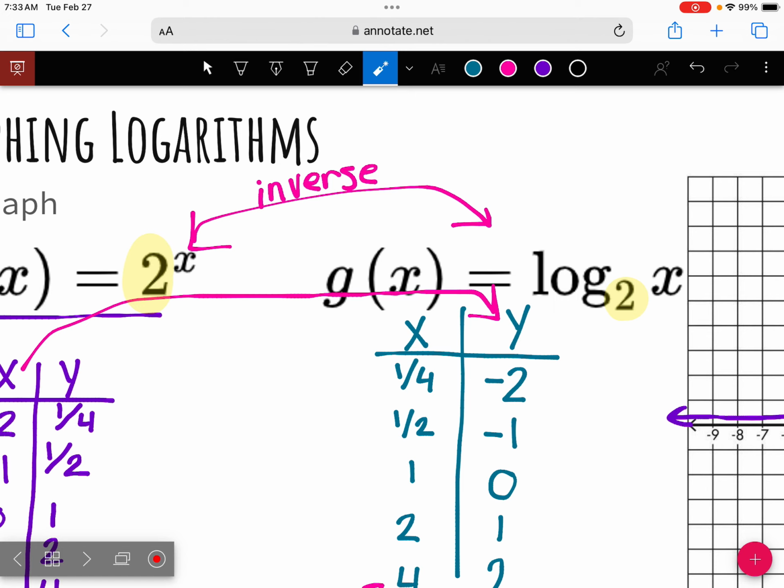And I know these are weird. We're going to do 2 more of these. We're only going to do parent tables today. We'll do transformations tomorrow.